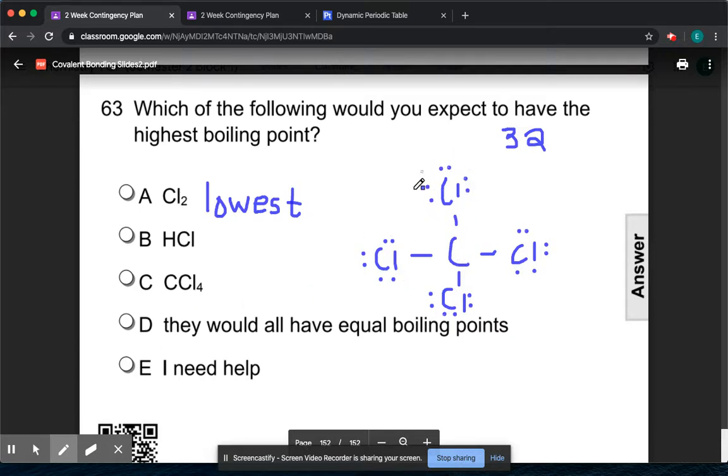The chlorines are all happy. They each have their 8. The carbon's happy. It has its 8: 2, 4, 6, 8. And if you add up the electrons, you have 8, 16, 24, 32. We've used up all 32 and everyone's happy. This is what it would look like.